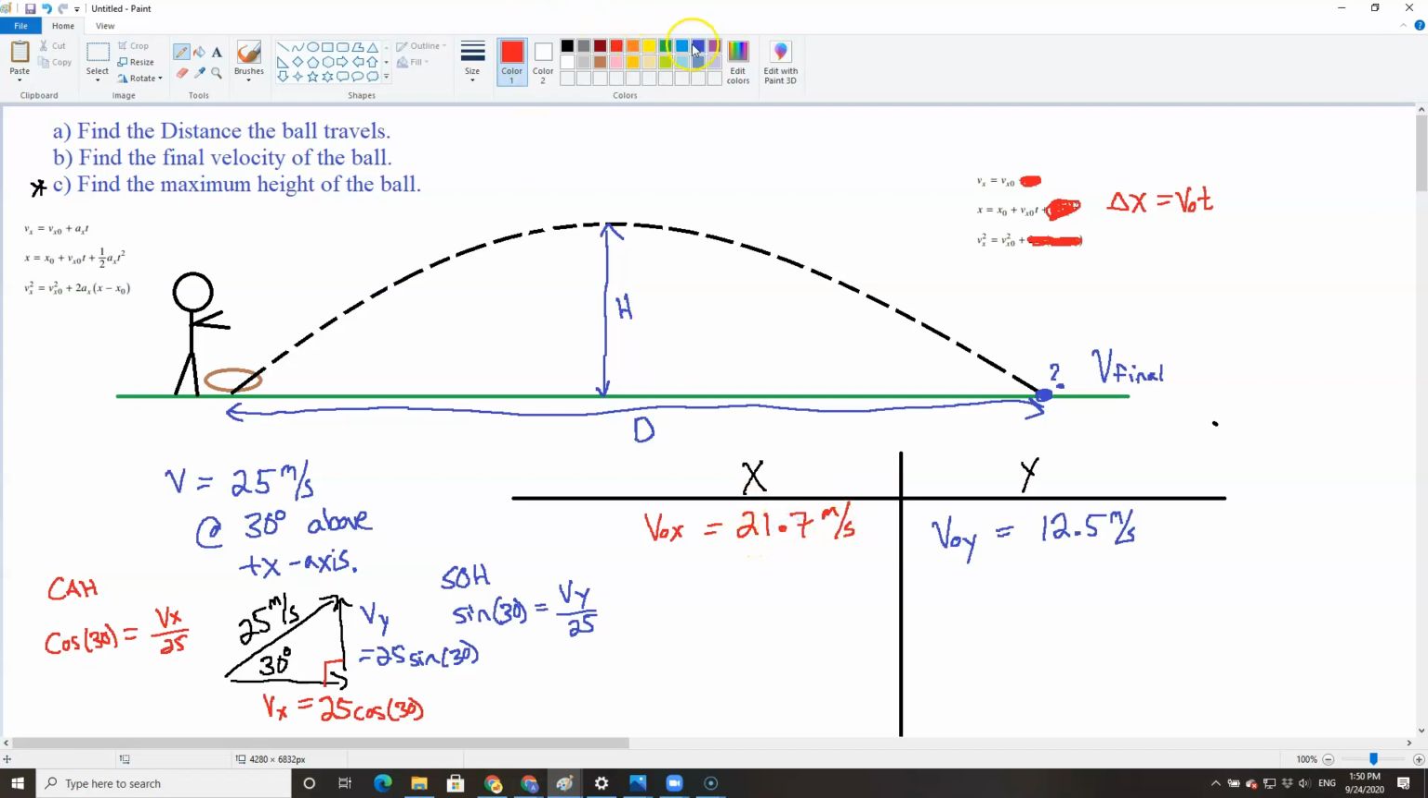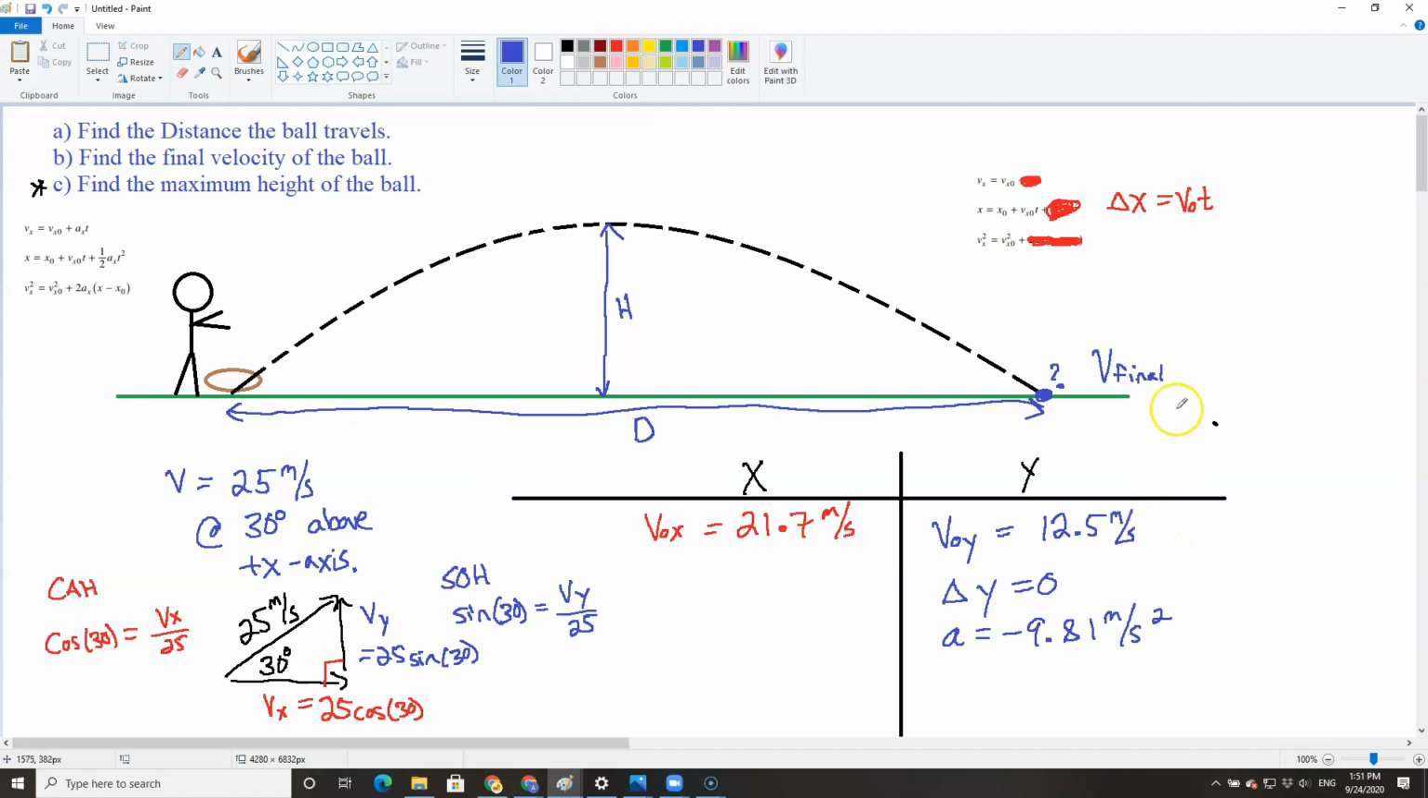Other things that I know, by default, the delta y is 0. It started at the ground and went up into the air and it landed on the ground. It doesn't matter that it traveled this distance d. The point is that its elevation at the beginning was ground level and its elevation at the end was at the ground, so delta y is 0. Acceleration is caused by gravity, so that's a default negative 9.81 meters per second squared.